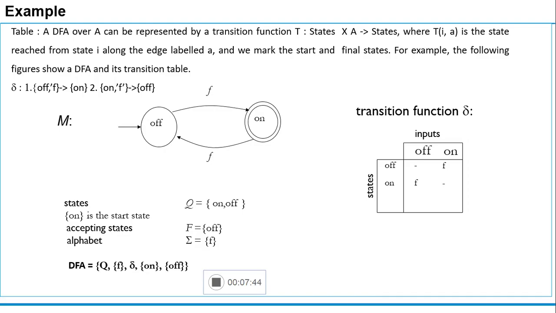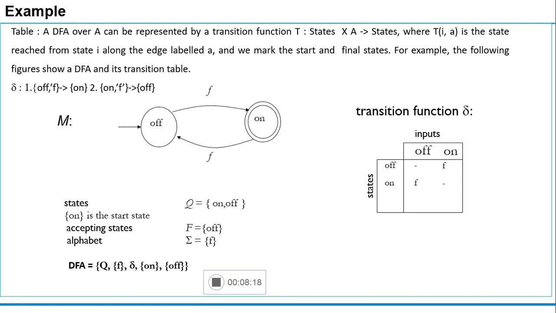So the transition function is going to be, you can see here a state, it is off, it is going to read a symbol that is F, and it is going to move on to on. Then we have the on state, it is going to read F, and it is going to move on to off. So we have another thing that is called a transition table.